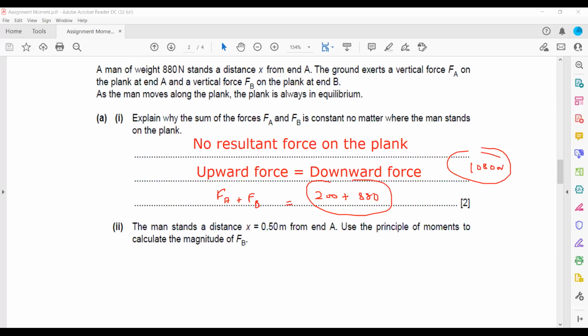And as you can see, it does not depend on where the person is standing, because there is no distance involved here. So first thing, you will mention that there should be no resultant force as the plank is in equilibrium, or we can say upward force equals downward force. So FA plus FB should be equal to 1080, which is independent of the position where the man is standing. Is the first part clear?